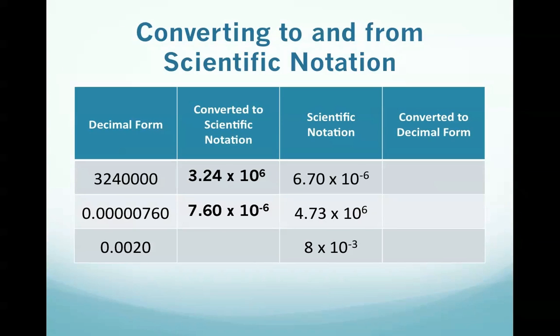The next one should be 7.60 times 10 to the -6. Just keep in mind, these zeros are not significant, so I'm not going to reflect them in scientific notation. However, this ending 0 is because of this decimal point out here, so I need to keep it in my scientific notation. Then moving right along, we get 2.0 times 10 to the -3, and then I'll show you converting to decimal form, going the opposite direction.